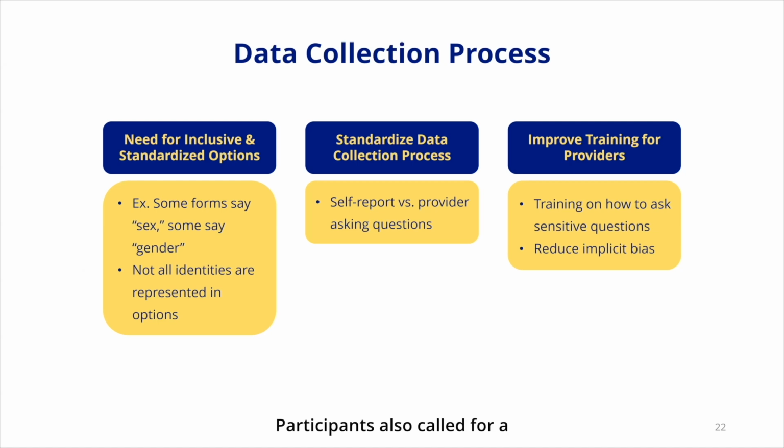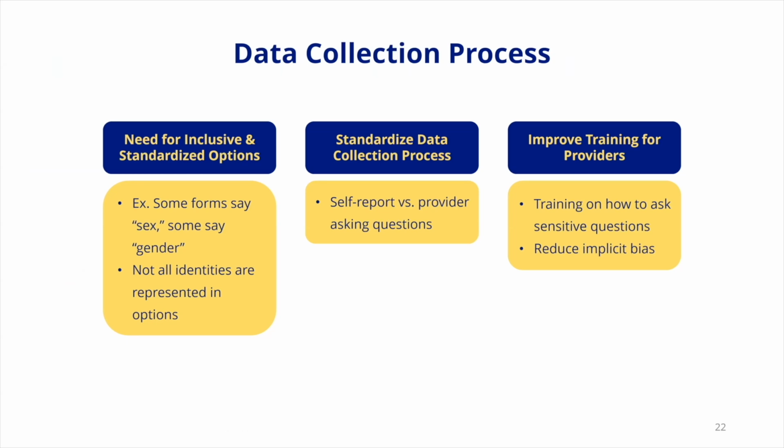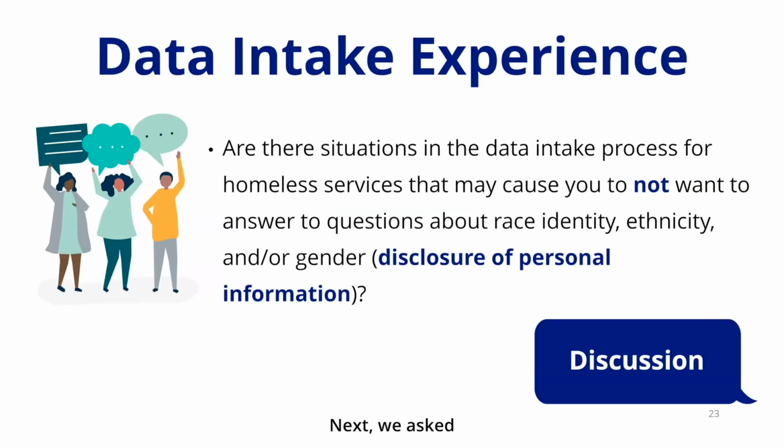Participants also called for a standardized data collection process, noting how some forms were self-reported and some forms were filled out by a provider who asked them questions. Furthermore, sometimes these forms were online, while others were on paper or in person. Finally, participants emphasized the need for providers to have adequate training on how to ask sensitive questions in the hopes of reducing implicit bias.